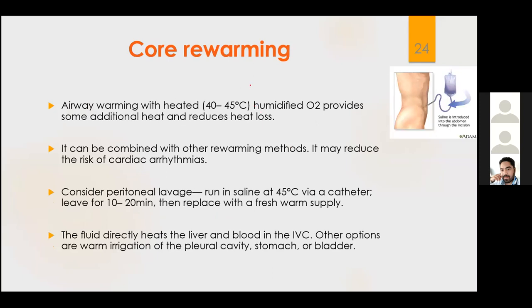Another method is core rewarming. One of the methods of core rewarming is peritoneal lavage. You can do it via a catheter: we put 45 degrees centigrade warm saline into the peritoneal cavity, leave it for 10 to 20 minutes, and then replace it with fresh warm supply. You can do this for 2 hours. What it does is the warm fluid directly warms the liver and the blood in the IVC. Other methods of core rewarming would be pleural cavity irrigation, and stomach or bladder irrigation.